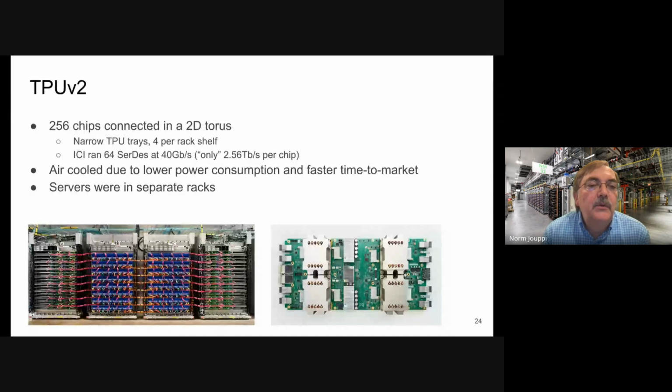So this is the V2 here. It had 256 chips connected in a 2D torus. All the accelerators are in the central section, and the hosts are on the left and right edges of these racks next to them. It was air-cooled and not too dense of board design because we were more concerned about time to market. In fact, one of the most important things V2 did was it acted as a software development vehicle for future TPUs.